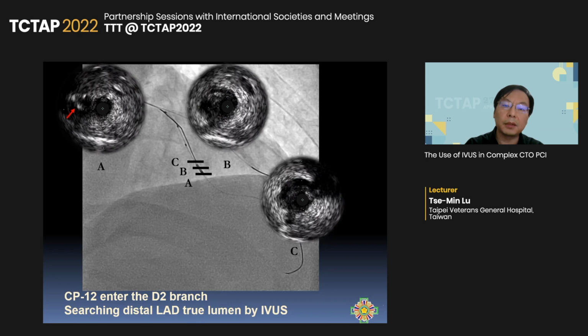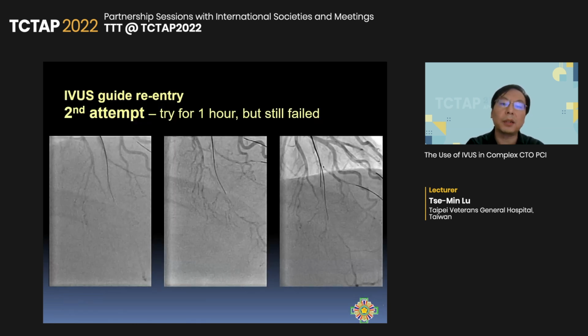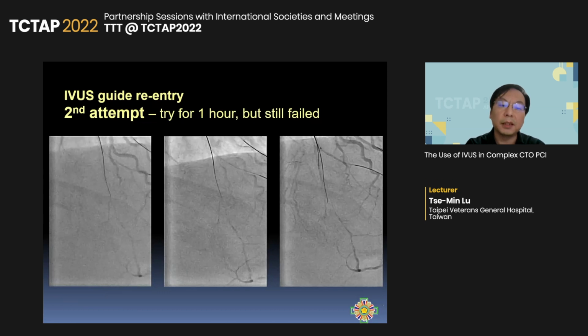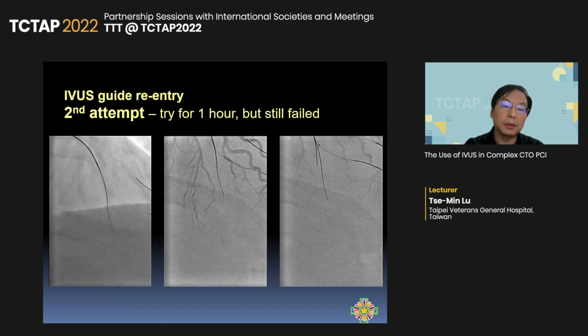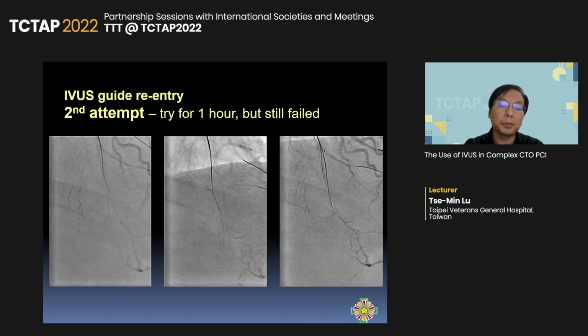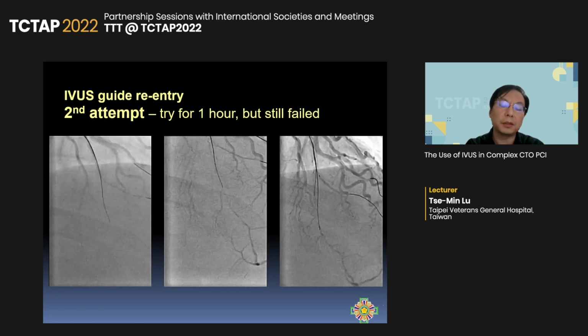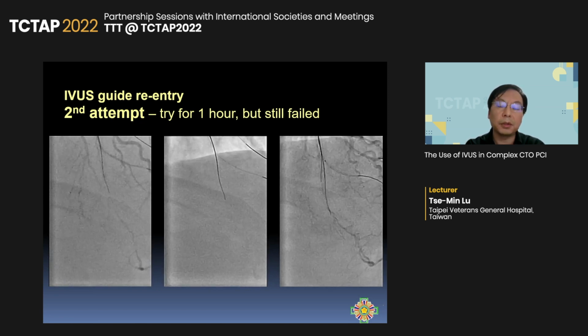But after I struggled for 1 hour, my wire still cannot go to the distal LAD. The wire looks very, very close to the true lumen, but it cannot go very far. So I think my wire still goes into the false lumen.